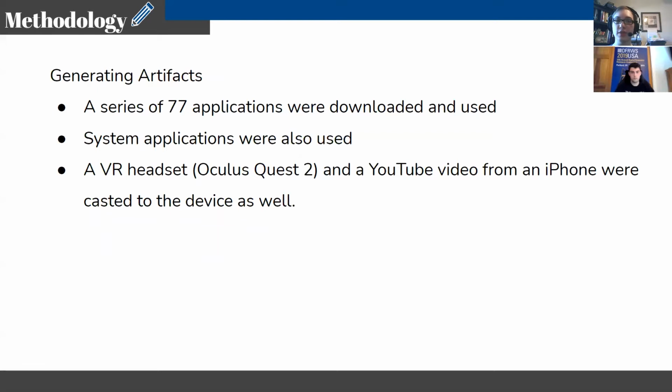To generate artifacts, we downloaded a series of 77 common applications and then used them. We also were able to recover artifacts from some system applications. A VR headset, the Oculus Quest 2, as well as a YouTube video from an iPhone were casted to the device as it is a Chromecast and retains the casting capabilities.